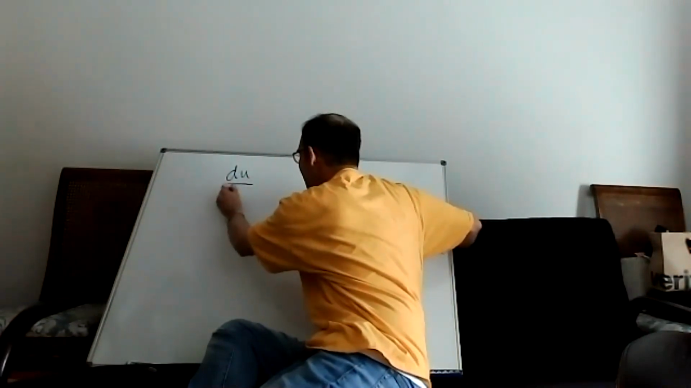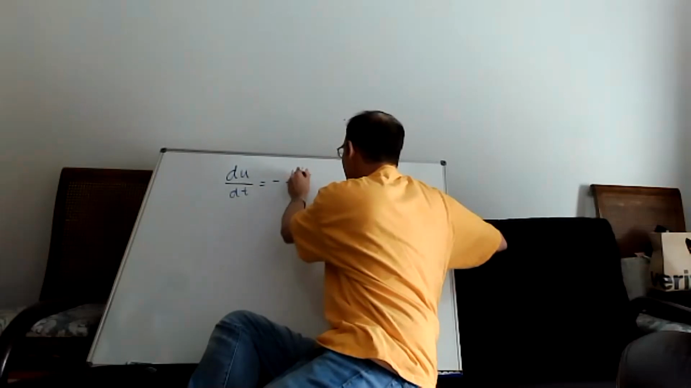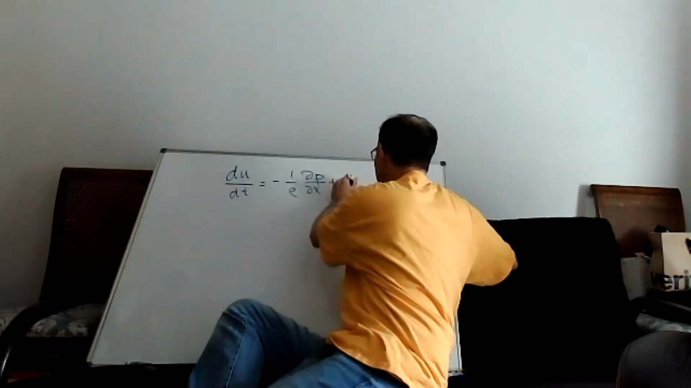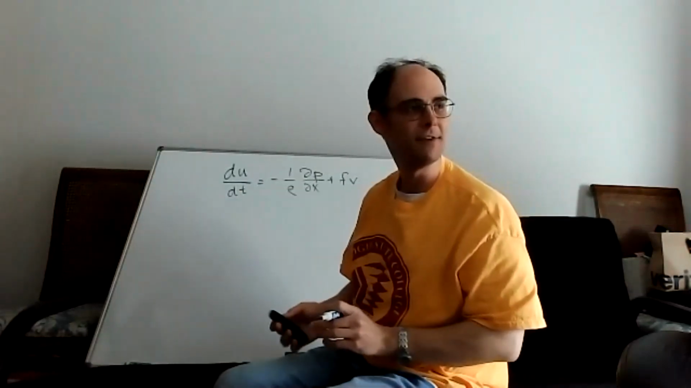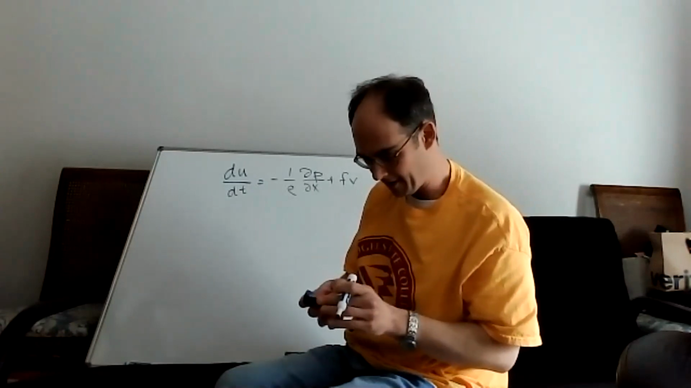We'll begin with the form of the U momentum equation here, which is just du/dt equals -1/rho dp/dx plus fv. So we'll begin with the momentum equation there, and hopefully that should be relatively familiar to most of you.